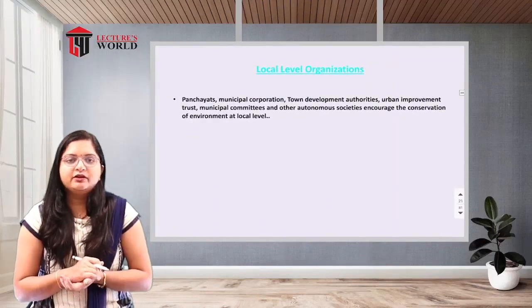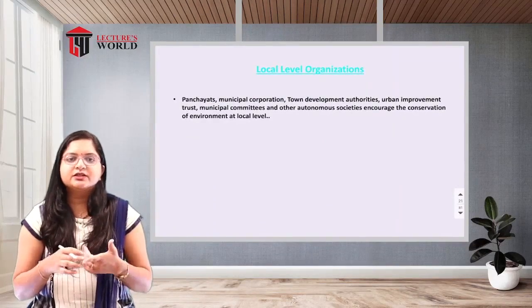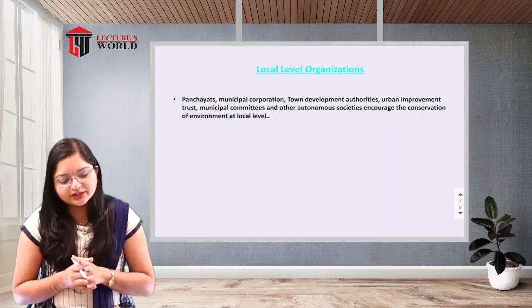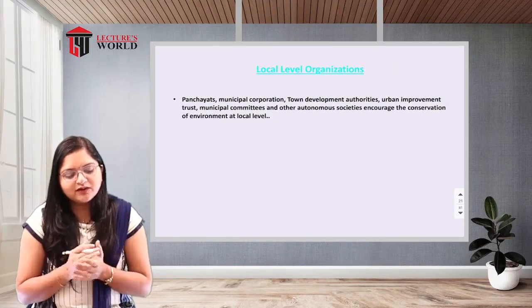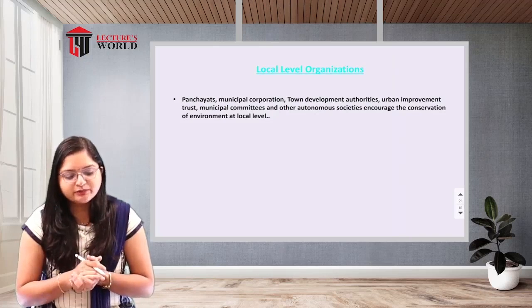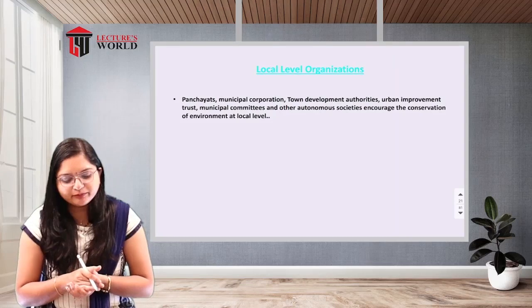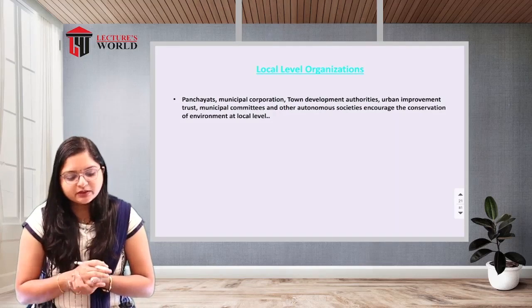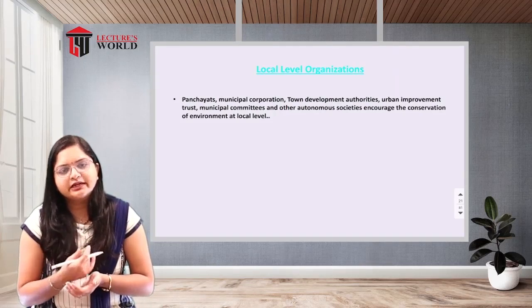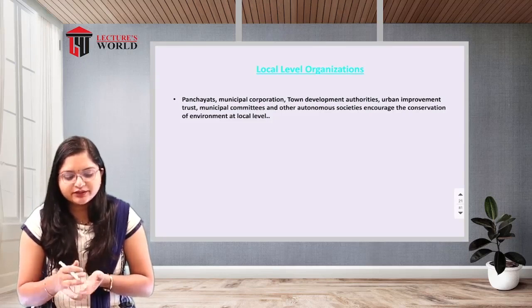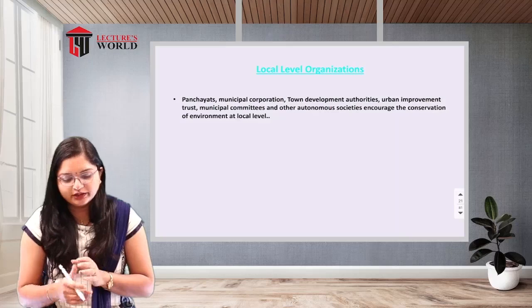And then the local level organizations. So firstly we have studied the national level, then the state level, and now the local level organizations. Under the local level organizations, panchayats, municipal corporations, town development authorities, urban improvement trusts, municipal committees and other autonomous societies or autonomous bodies encourage the conservation of environment at the local level.